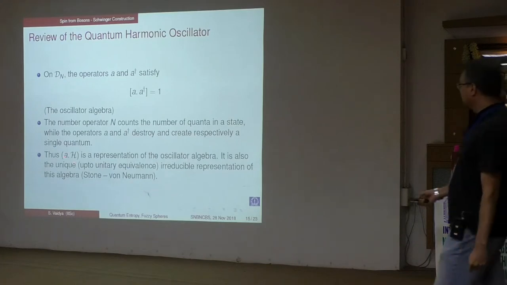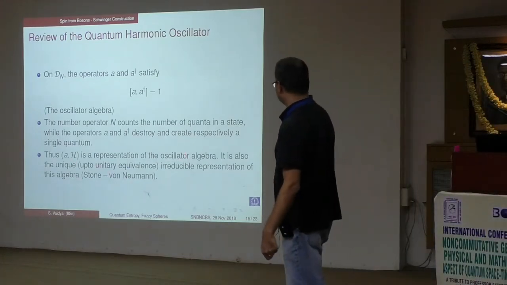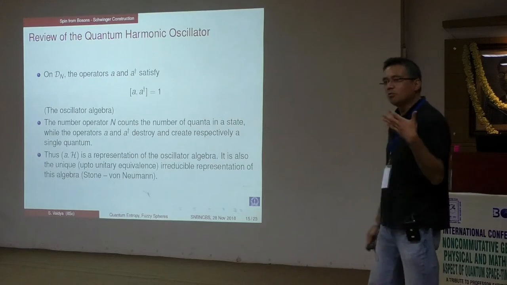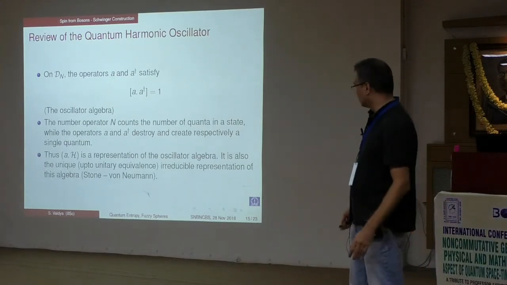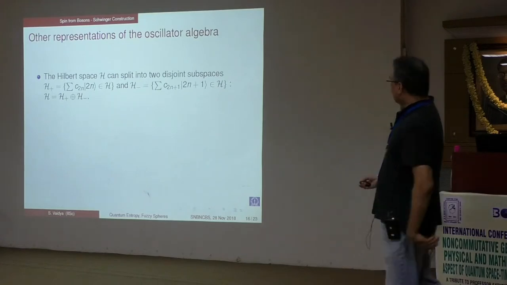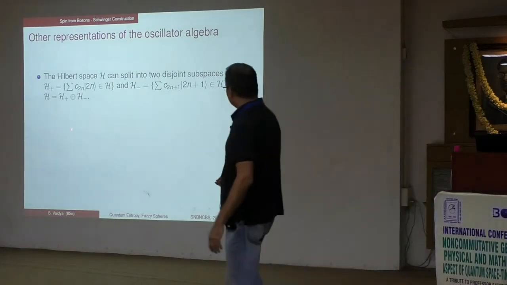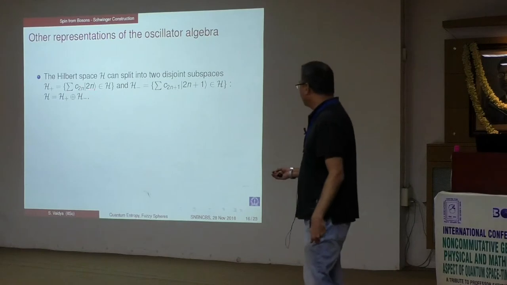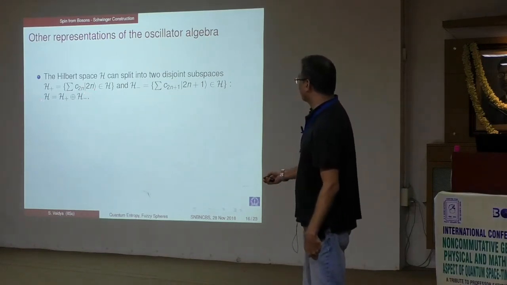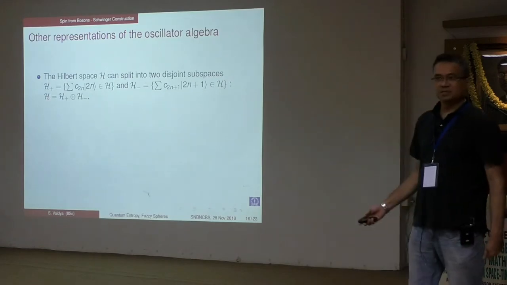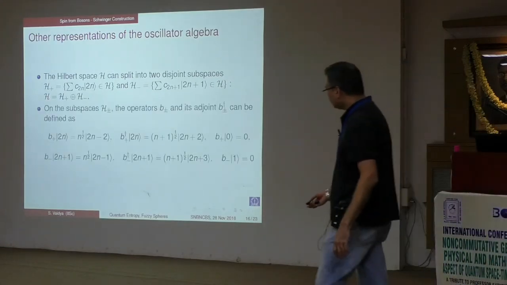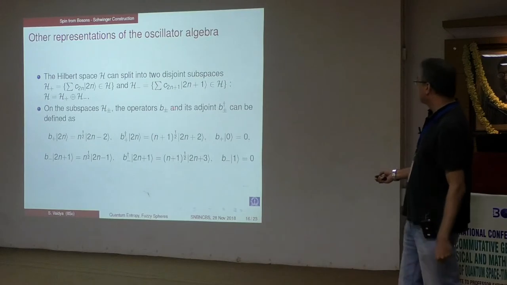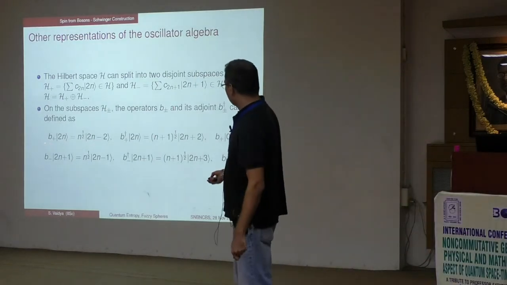A's and A daggers destroy and create, respectively, one quantum. And by the Stone-von Neumann theorem, this is a representation of the oscillator algebra, and it's unique up to unitary equivalence. So there's basically just one irreducible representation, up to unitary equivalence, of this algebra. What I'm interested in is taking this Hilbert space and splitting it into two disjoint subspaces, those having an even number of quanta and those having an odd number of quanta. So I'm going to split this Hilbert space into what I call H plus and H minus. On these subspaces, I can define operators B plus minus and B plus minus dagger, whose action I've written here.